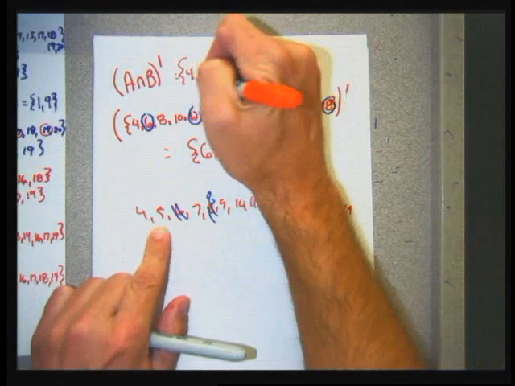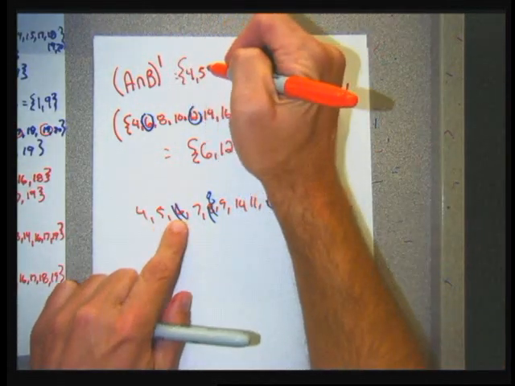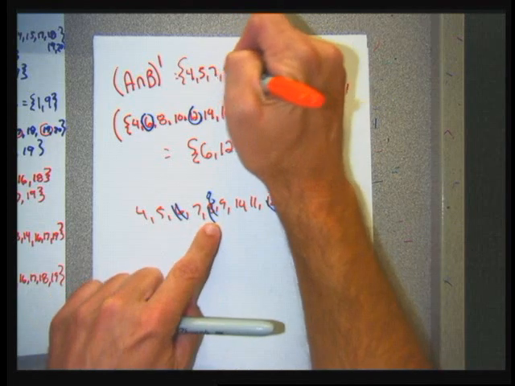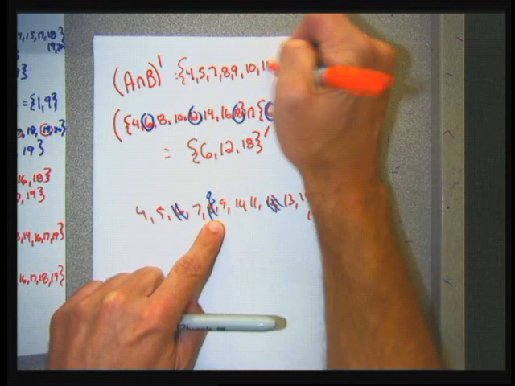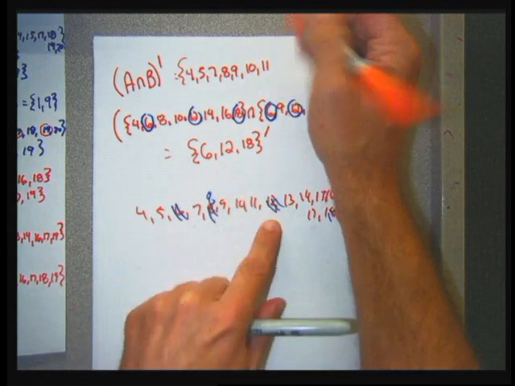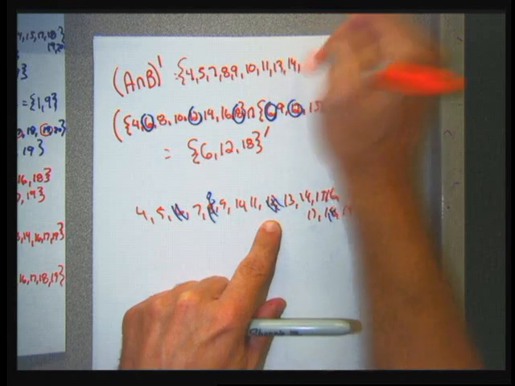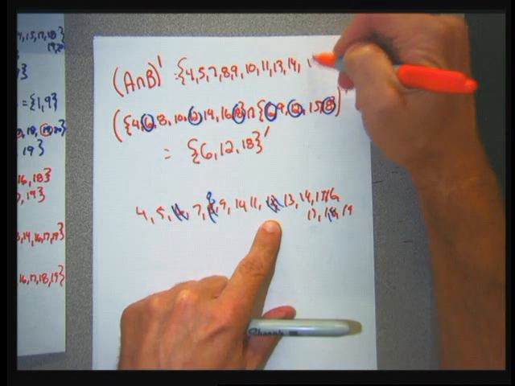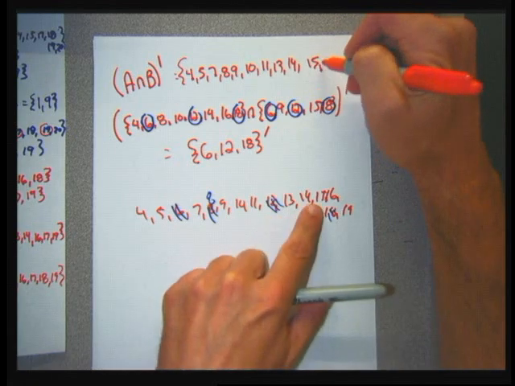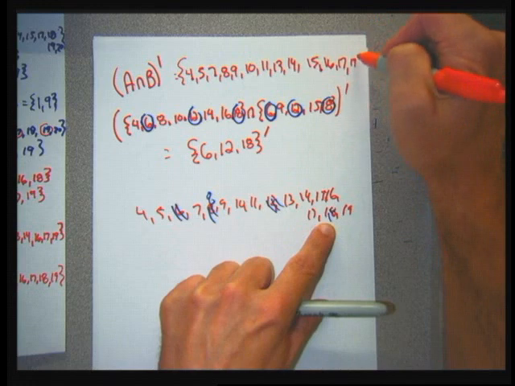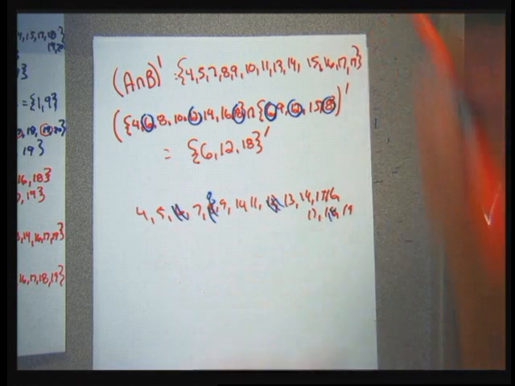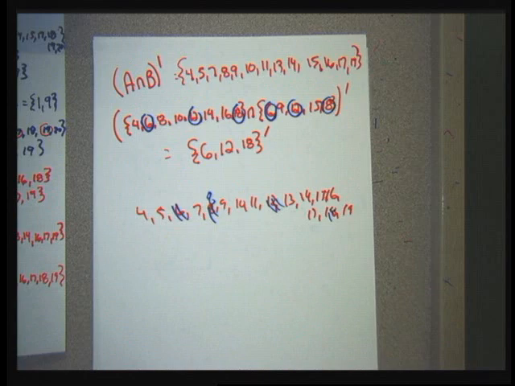So 4, 5, I'm not going to count 6. 6 is not in the prime of that set. 7, 8, 9, 10, 11. 12 is in the set, so it's not in the prime. 13, 14, 15, 16, 17. I'm not going to include 18 and 19. So the answer to the third one is that set: 4, 5, 7, 8, 9, 10, 11, 13, 14, 15, 16, 17, and 19.